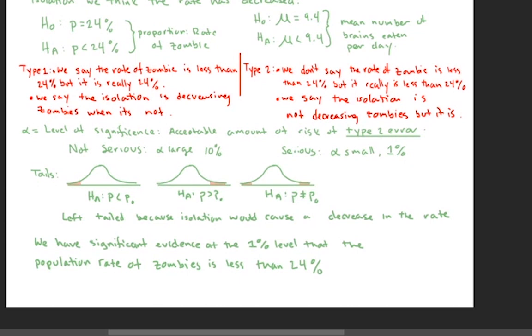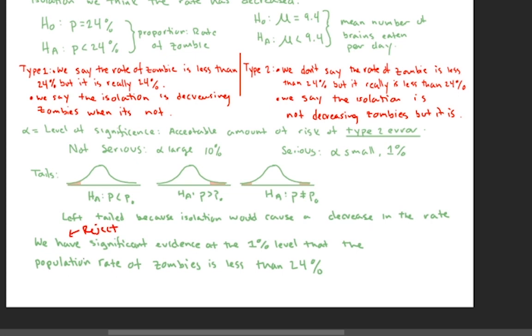So we're asked to do this. We have evidence here. This is because we rejected. So if we did not reject, then we would not have significant evidence. This 1% is because I chose 1% up here in this part because I think that my hypothesis test is serious business.